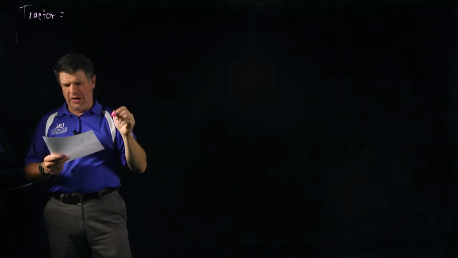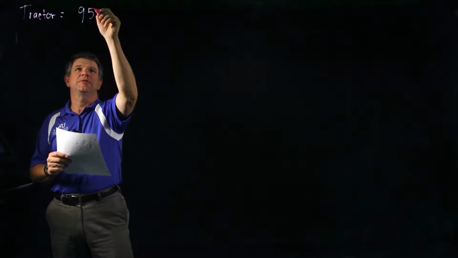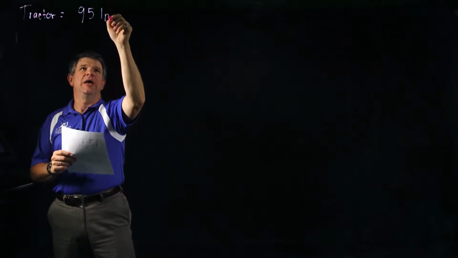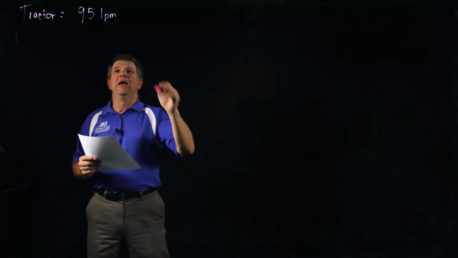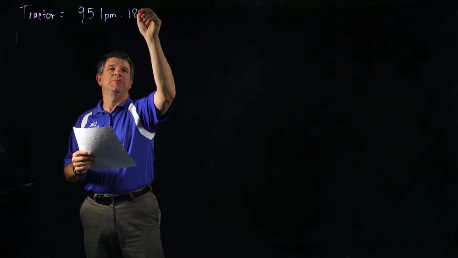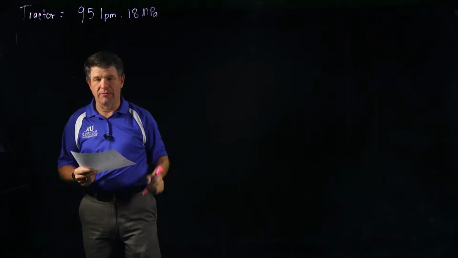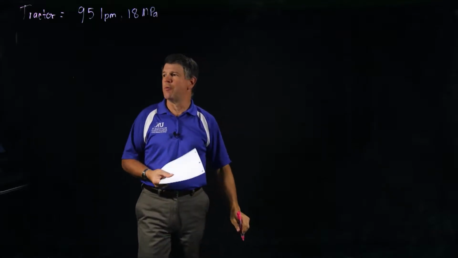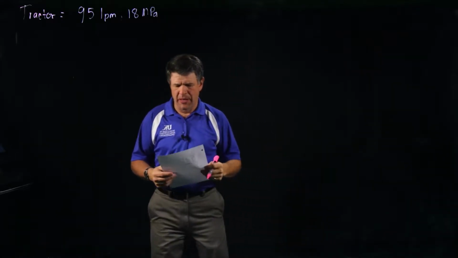The tractor that we had would develop 95 liters per minute. So we looked at the specification for the tractor, and it would develop 95 liters per minute. It also said on the specifications that its pressure was 18 megapascals. So that's what I've got available for fluid power, 95 liters per minute at 18 megapascals. Now, what do I need?